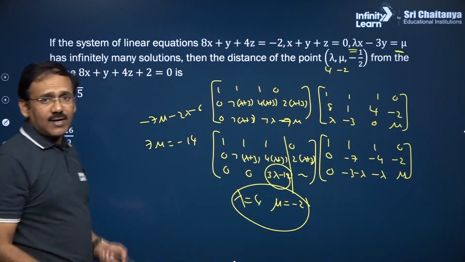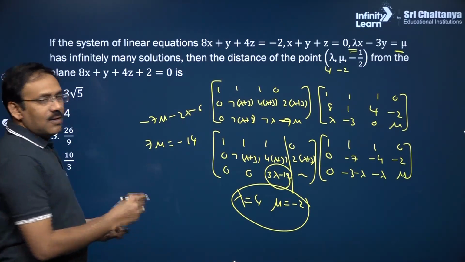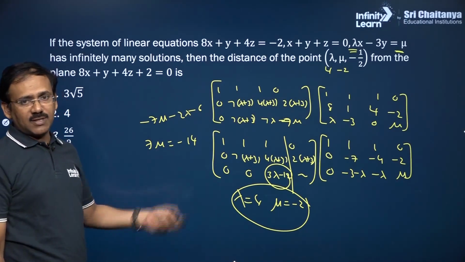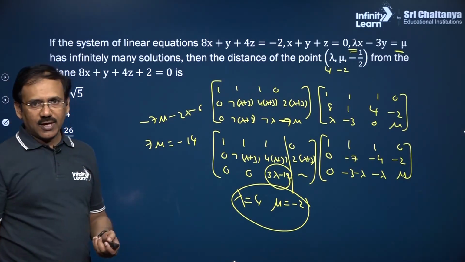Can't you find a distance from point to a plane? Yes, you can just apply the formula mod ax1 plus by1 plus cz1 plus d by root of a square plus b square plus c square. You will get the answer, I guess 10 by 3 you are going to get.